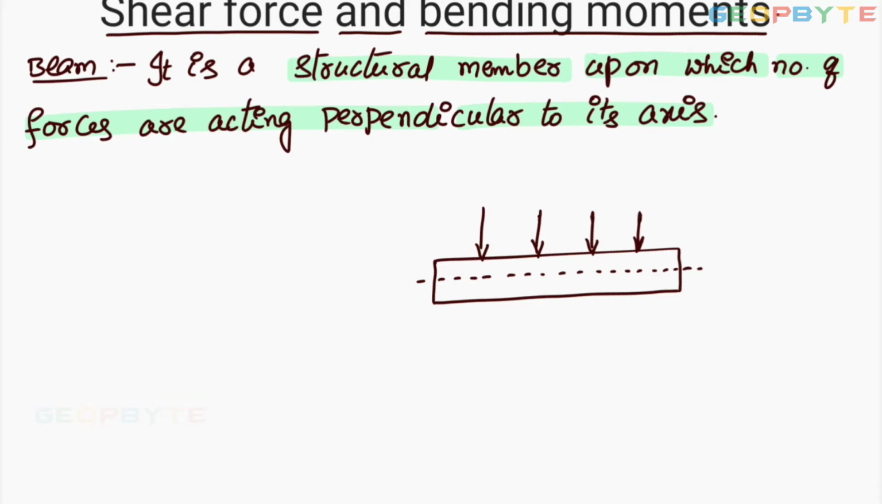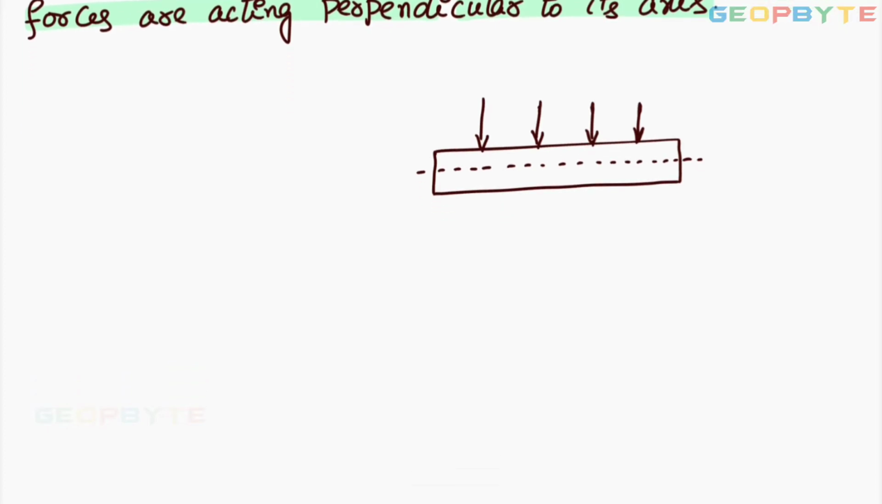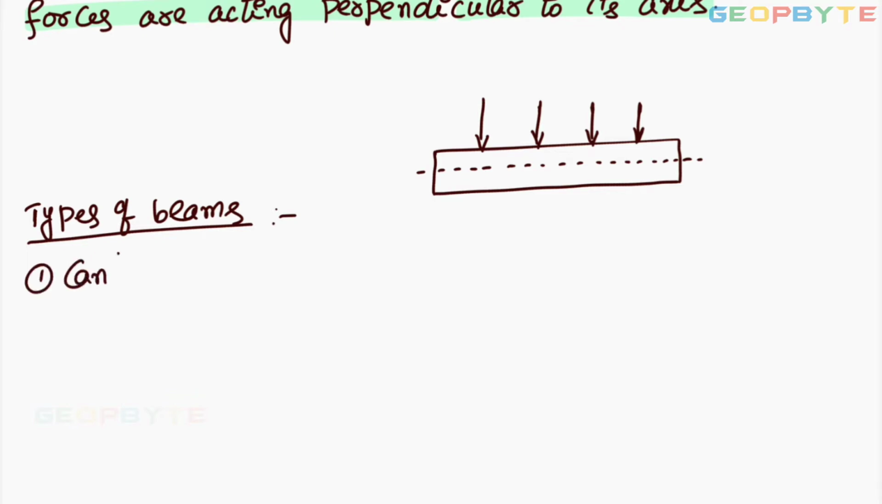Now let us discuss the types of beams. The very first beam, cantilever beam. The cantilever beam is one in which one of the ends is fixed, and the other end is left free.